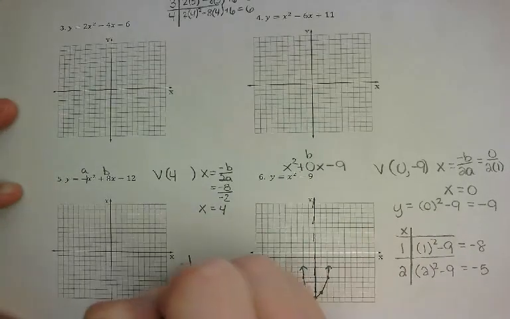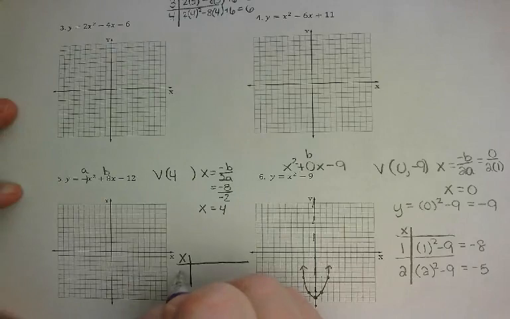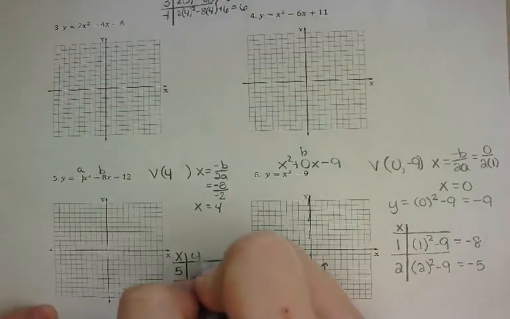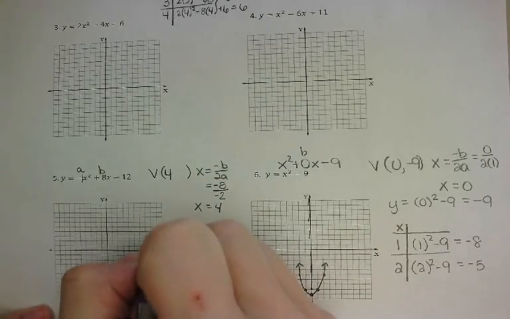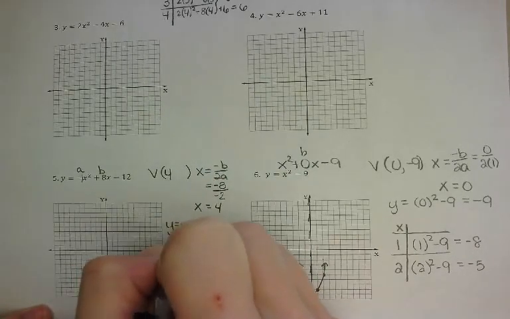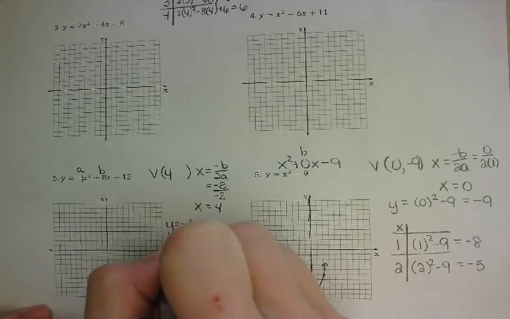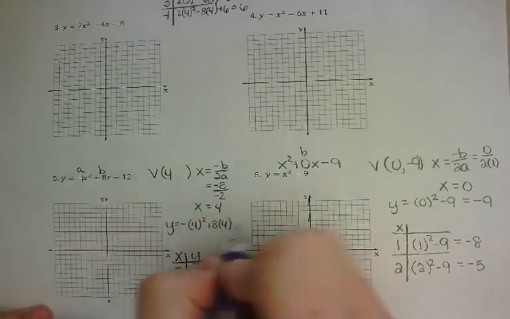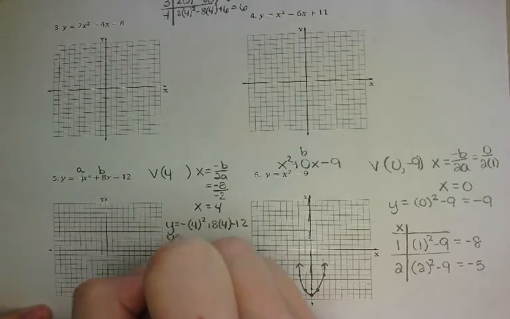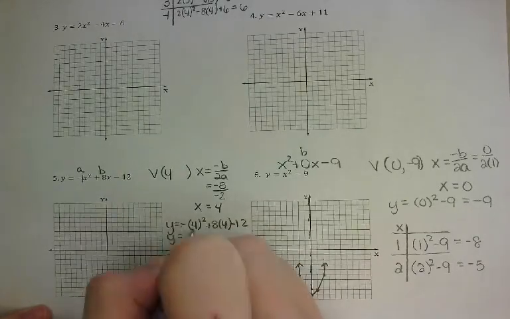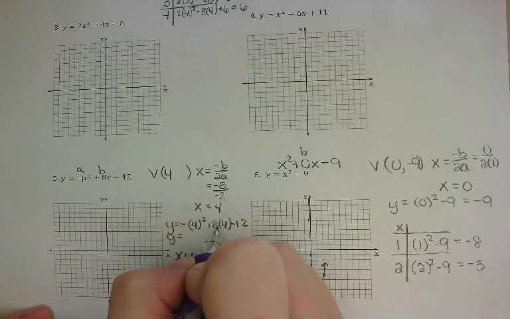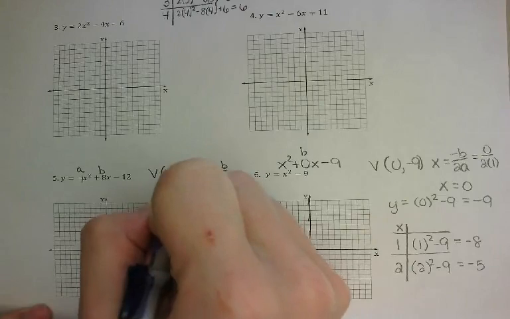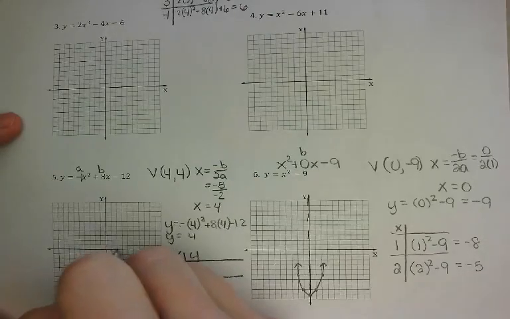And then go ahead and set up my table. Since our x was at 4, I'm going to pick the next two numbers, 5 and 6. And then to calculate any of our y's, we plug it in. So we're going to say y equals negative, we're going to plug in a 4 squared plus 8 times 4 minus 12. Negative 16 plus 32 is 16. 16 minus 12 is 4. So our vertex is at 4, 4.